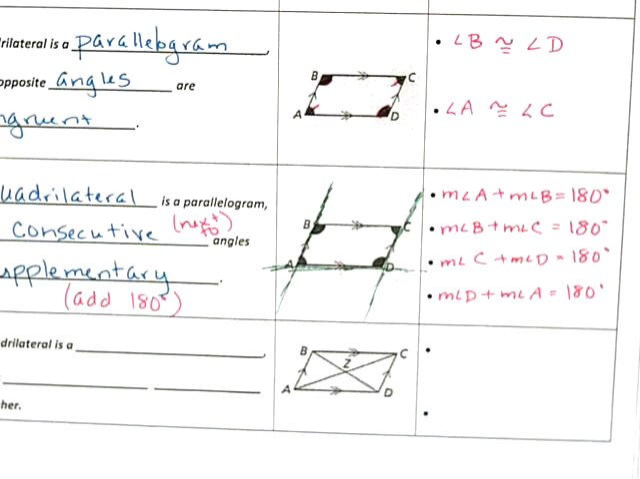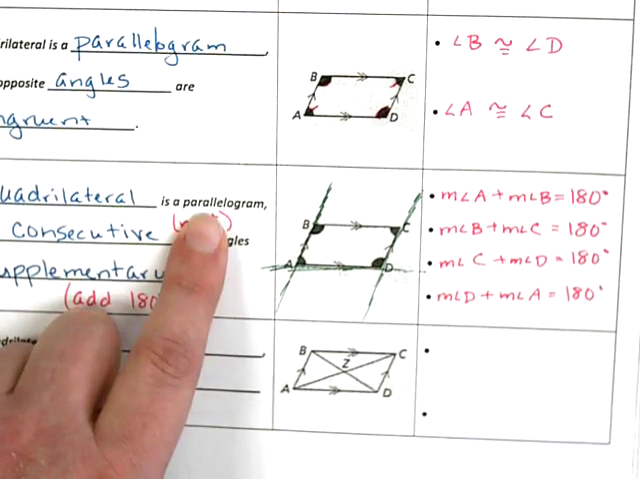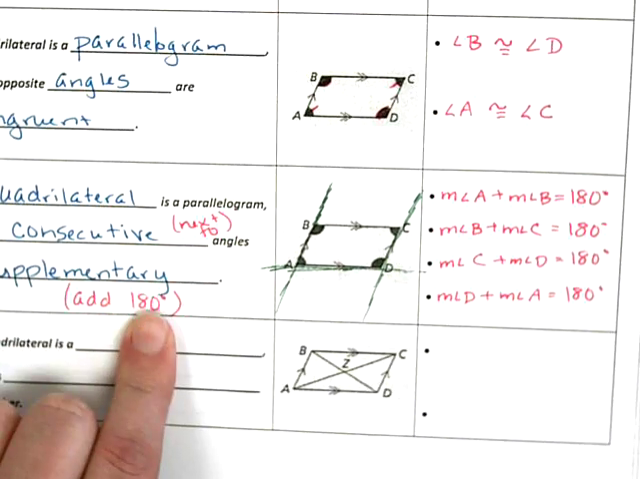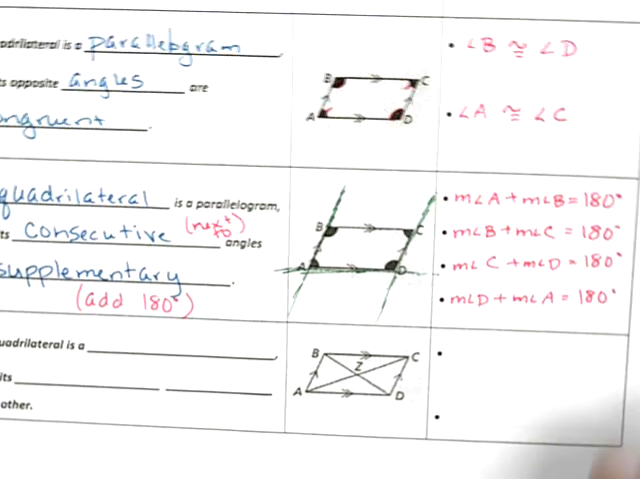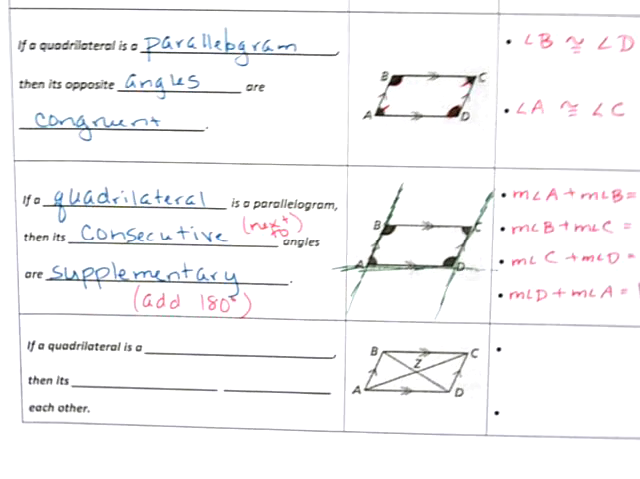Now we're not talking about these crazy lines and a transversal and all that. Now we're just saying, hey, parallelogram, consecutive angles are supplementary. It's the same idea though. Okay, it comes from those thoughts in chapter 3.